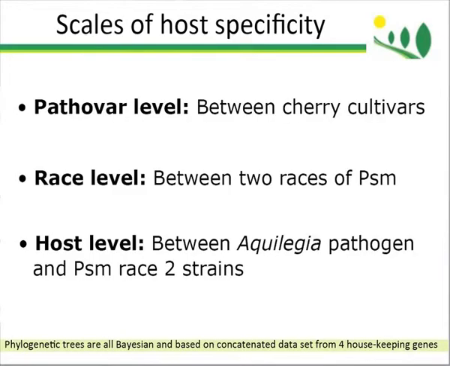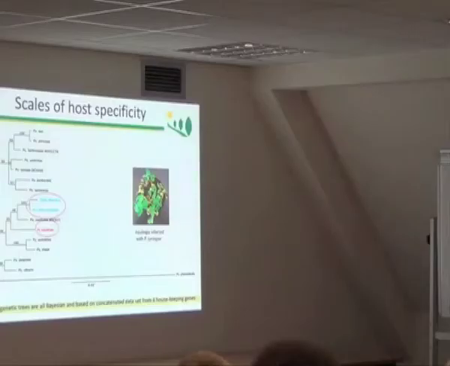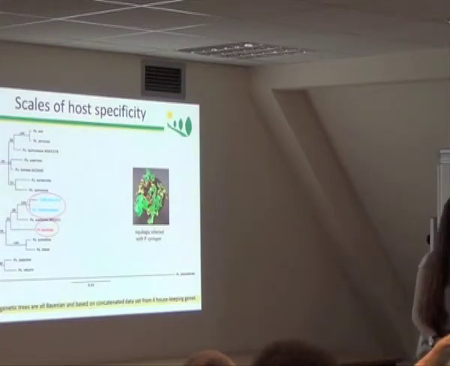And finally, at the host level, so here we have a group of cherry strains, and we also have a strain which has been isolated from the perennial shrub Aquilegia, and their relatedness suggests that there may have been a host jump between Aquilegia and cherry, and I'll be sequencing these strains to see if I can find effectors that have been involved in the host jump.